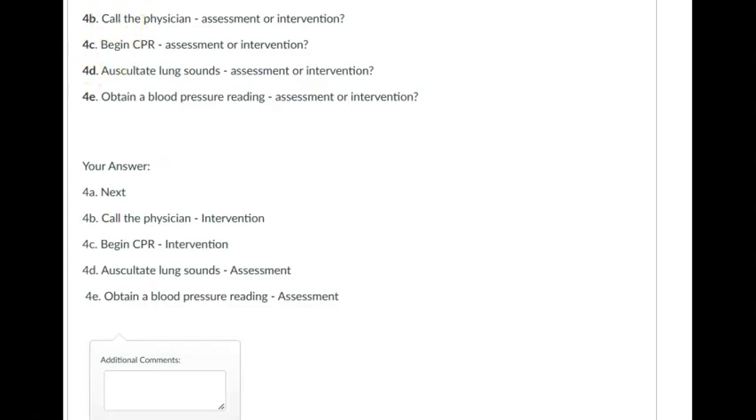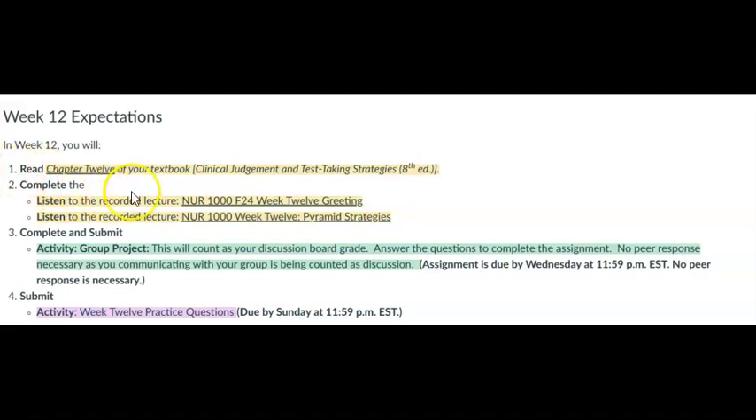Okay. Next, we're going to look over our week 12 expectations. This week, you're going to be reading chapter 12 of the textbook. You're currently listening to the week 12 reading, and you have one other recording about pyramid strategies or additional test-taking strategies. You have 2 assignments. The first one is a 2-question assignment related to your group project, and that's going to count as your discussion board grade. So due Wednesday is your group project assignment. You're going to answer the questions, and it's basically, have you touched base with your partners? Is there anyone you haven't heard from? All that good stuff. There's no peer response or anything related to this assignment, but it is going to count towards that discussion board grade since you will be communicating with your group partners.